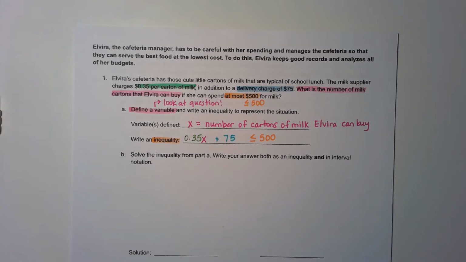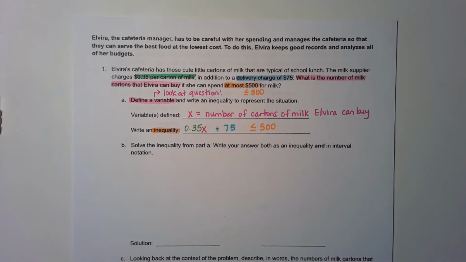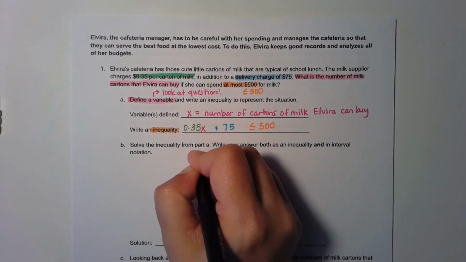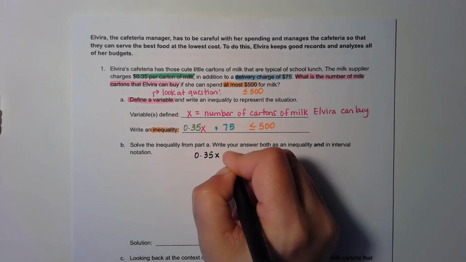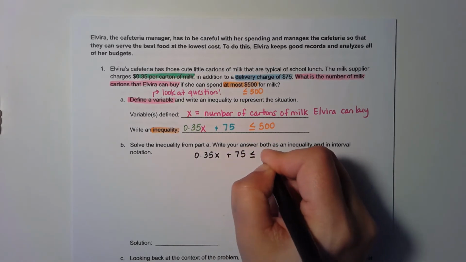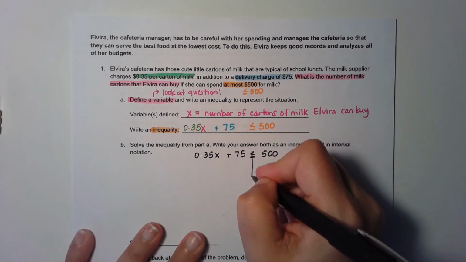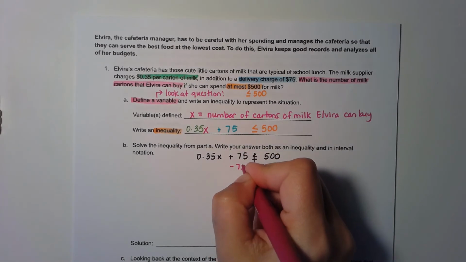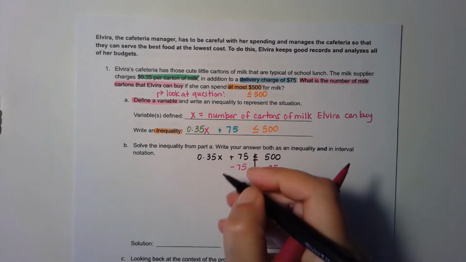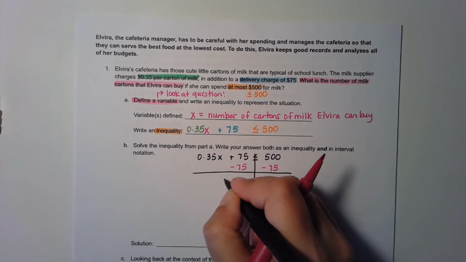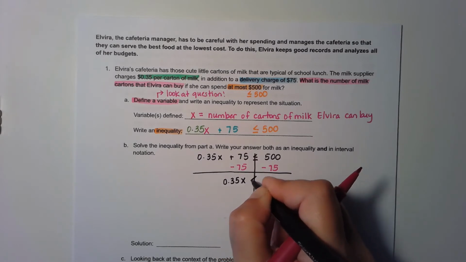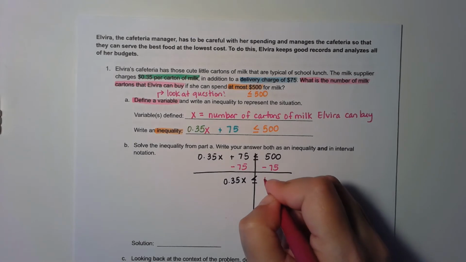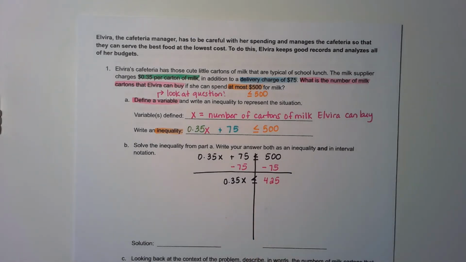The next step, part B, says solve the inequality from part A. And then we want to write our answer as both an inequality and an interval notation. Now, because I like to be organized when I solve, I'm going to go ahead and just copy this inequality down into this space. Now, in order to solve this, I'm going to start by subtracting the 75 on both sides. And this is a case where I do think that having a calculator would be really helpful. So if you're somebody who has a calculator or wants to use an online calculator, this is a good time to do that. So I would have 0.35x is less than or equal to 500 minus 75 would be 425. Then I need to divide by the 0.35 on both sides.